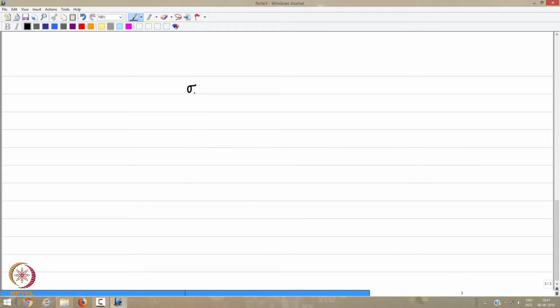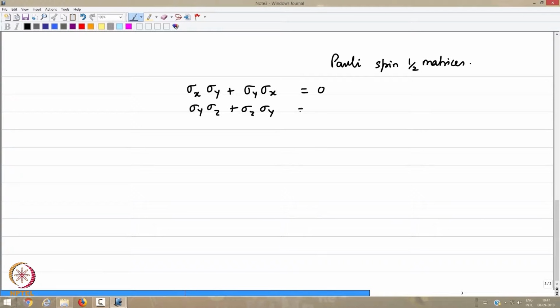We did sigma x sigma y plus sigma y sigma x, the Pauli spin matrices, spin 1/2 matrices. That is equal to 0, and likewise for sigma y sigma z plus sigma z sigma y, and sigma z sigma x plus sigma x sigma z is equal to 0. And then we had sigma squared as sigma x squared plus sigma y squared plus sigma z squared, and that is 3 times the identity matrix, 2 by 2.